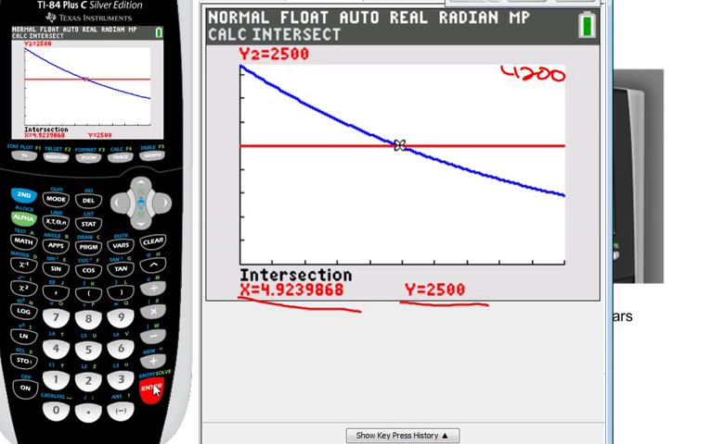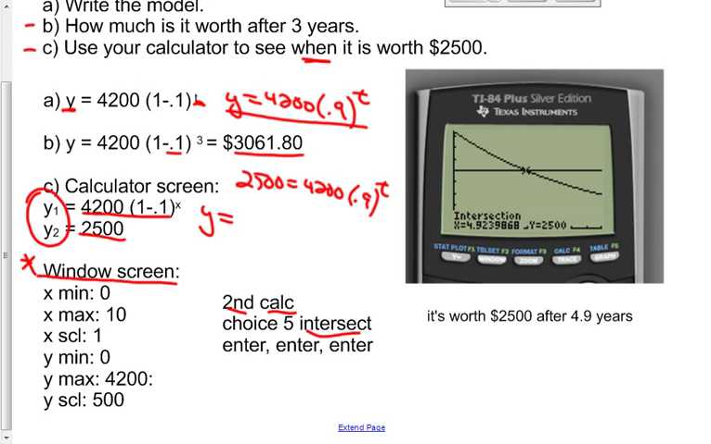So this thing is worth $2,500 after 4.92 years. Now I do not want you to round that number. Let me go back to my screen now. Do not round that number. 4.92 years, I want you to leave it like that. Don't put 5. Put the decimal value that you see on your calculator screen. Then I know that you're calculating this intersect spot correctly.